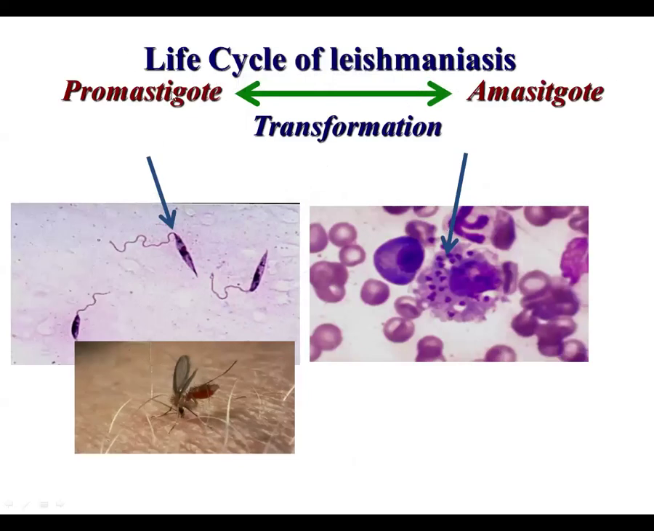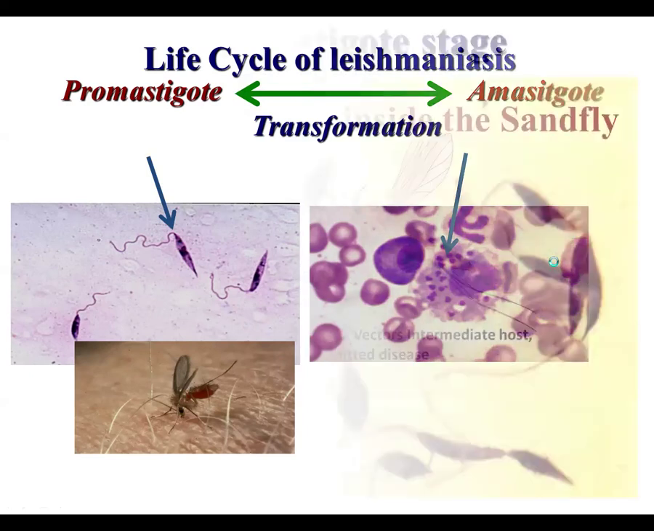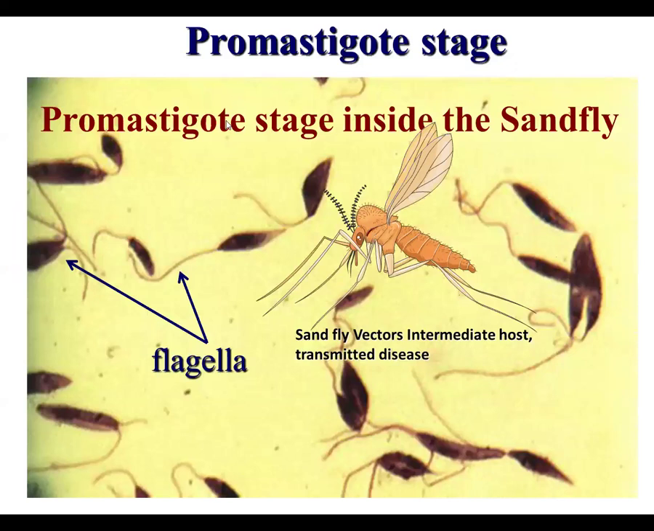Promastigote is the form of the parasite which is the flagellated form. Once they enter the body and are taken up by the macrophages, they are converted into the aflagellated form. There are no flagella in this form. This is known as the amastigote.